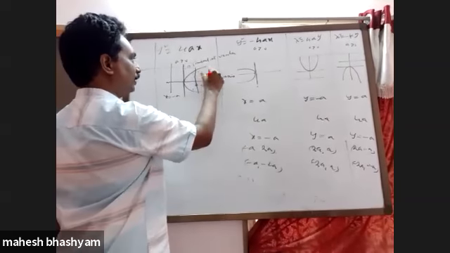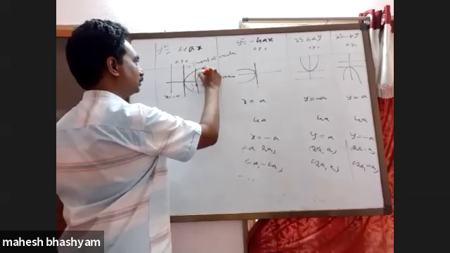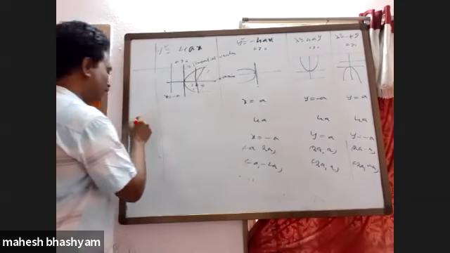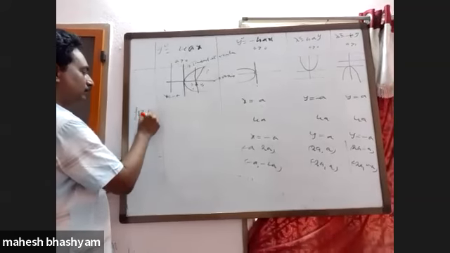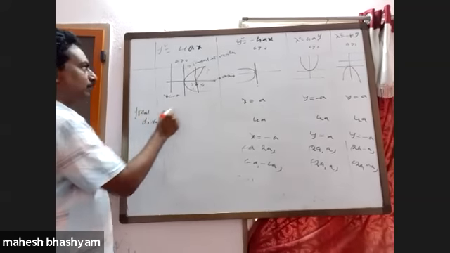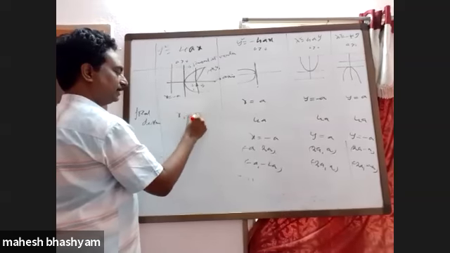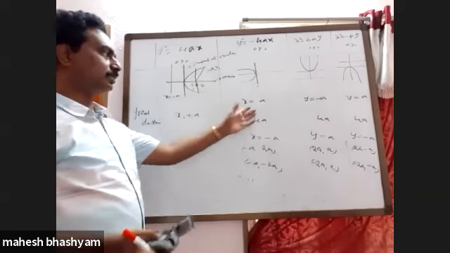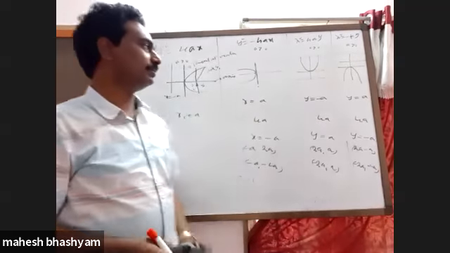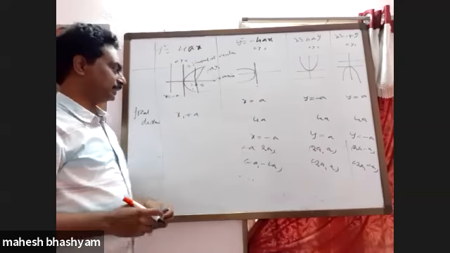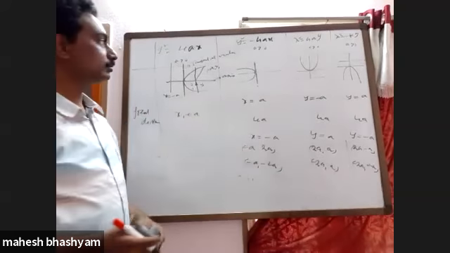Take any point on the parabola. SP is called the focal distance. Take this as x1 comma y1. Your formula is x1 plus a. Here also the same formula. Here it is y1 plus a. a replaced by minus a in that case.